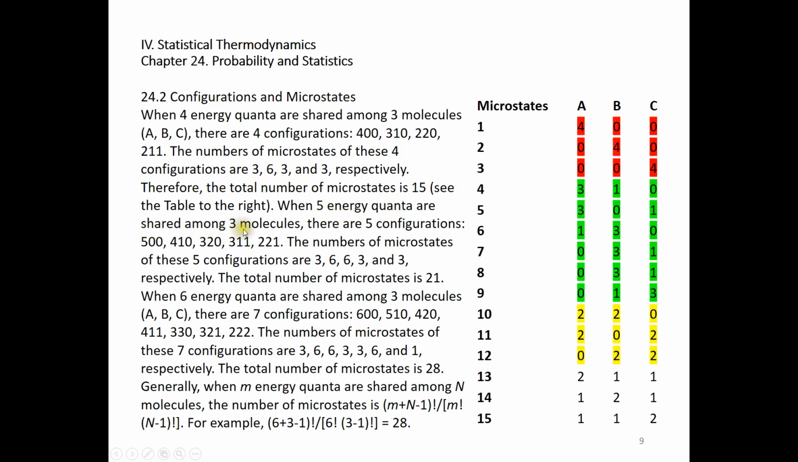When 5 energy quanta are shared among 3 molecules, there are 5 configurations: 500, 410, 320, 311, 221. The numbers of microstates are 3, 6, 6, 3, 3. So you can see if all 3 numbers are different, like in this situation 3 and 2 and 0 are different, you get 6 permutations. Over here 410, these 3 numbers are different, you get 6 permutations. And over here in 500, two numbers are the same, so you really just need to pick one molecule to receive the 5 energy quanta. We have 3 permutations. So that's why we have this number of microstates associated with these configurations, and we sum it up, we get 21.